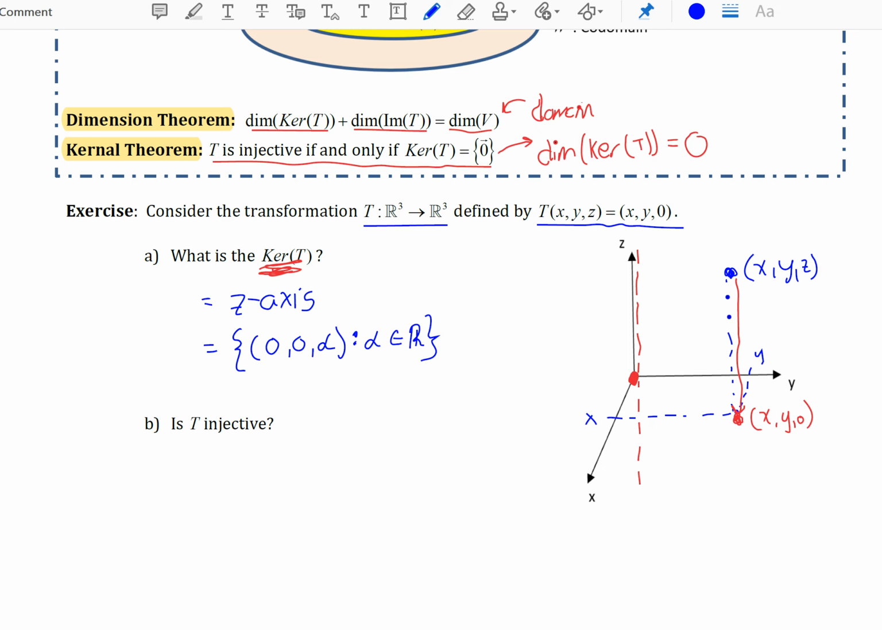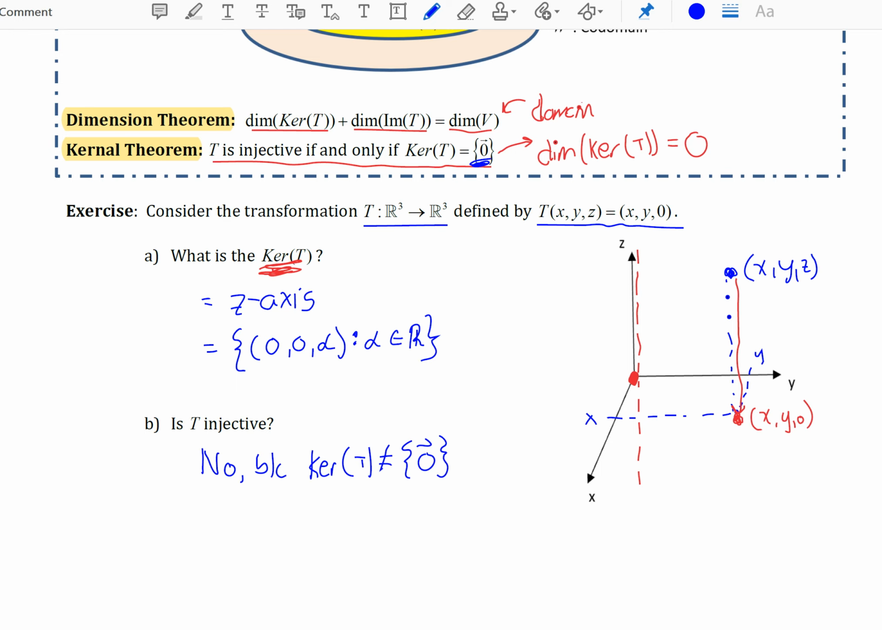Okay. Is T injective? Well, now we can say no. Remember, we can use the kernel theorem. T is injective if and only if the kernel of T is the 0 vector. Here, the kernel of T is not the 0 vector, it's the z-axis. So I can say no because the kernel of T is not only the 0 vector.